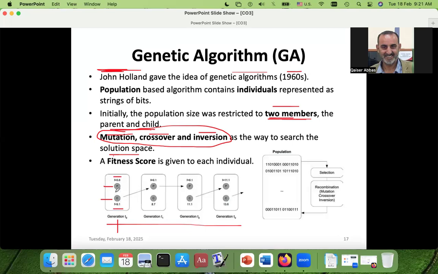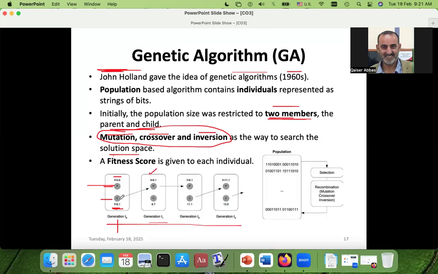And from these two members, the individual which has more fitness is the only one allowed to go to the next generation, and the less fit member will die in that generation. So this child has the fitness value 9.1, so that is allowed to go in the next generation.